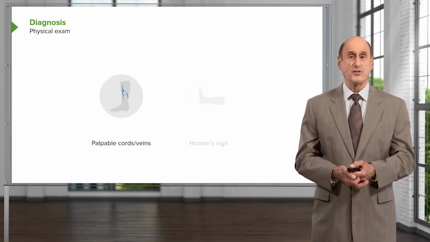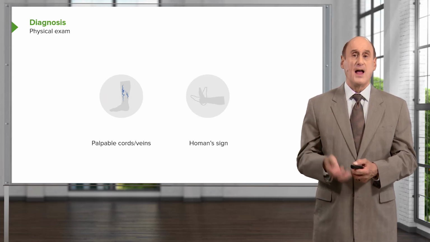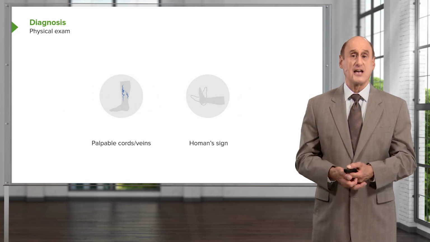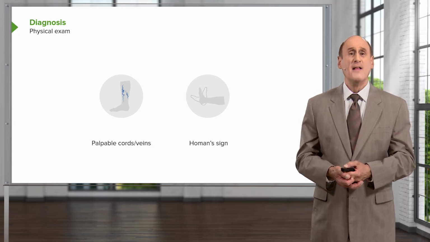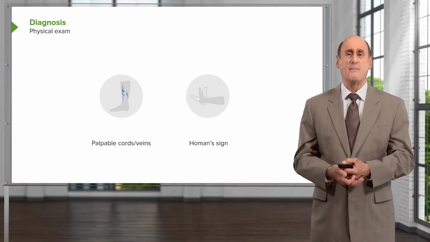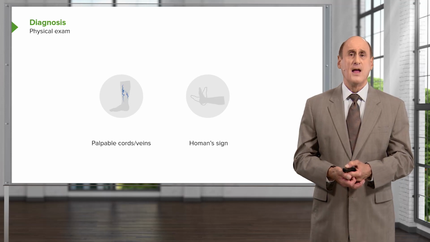Holman's sign, which is also rare, is when you bend the foot up, and that stretches the gastrocnemius muscle, stretches the vein, and it hurts. But it's very rare, and it's not very sensitive or specific, and we really don't do it much anymore. I only put it in here because you may hear about it in your teaching. It's not a very useful physical finding.